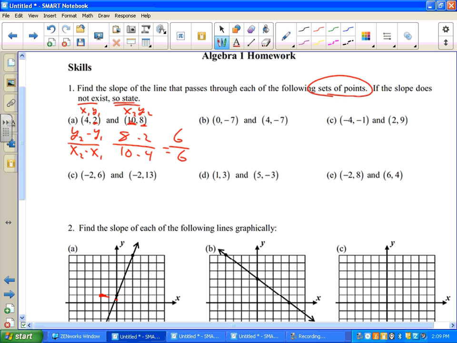Yes? Does that simplify? It does simplify to be 1. Do we have to simplify? No, but it will make some things easier.